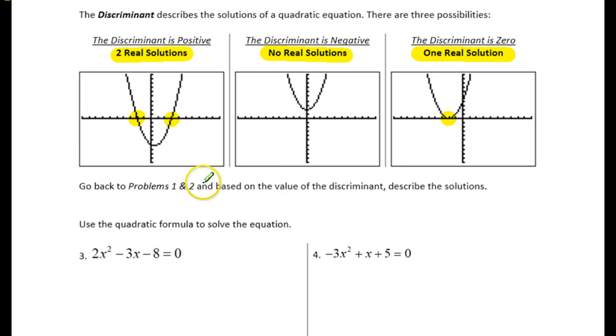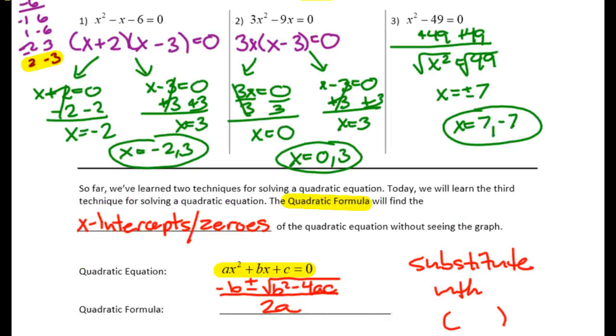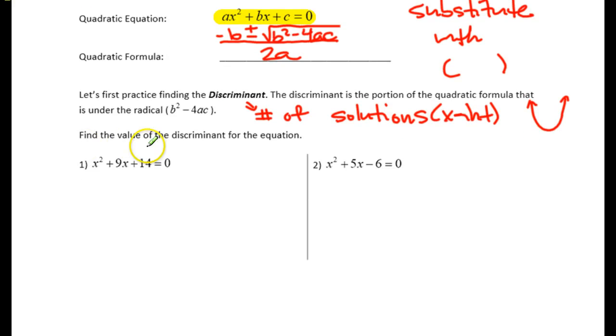Let's go back to problems 1 and 2. Those are the ones we skipped, and based on the value of the discriminant, describe the solution. So rather than the discriminant, we'll use the graph to just describe the solution, not to actually find the solution yet. Let's come back to this page and look at this problem.